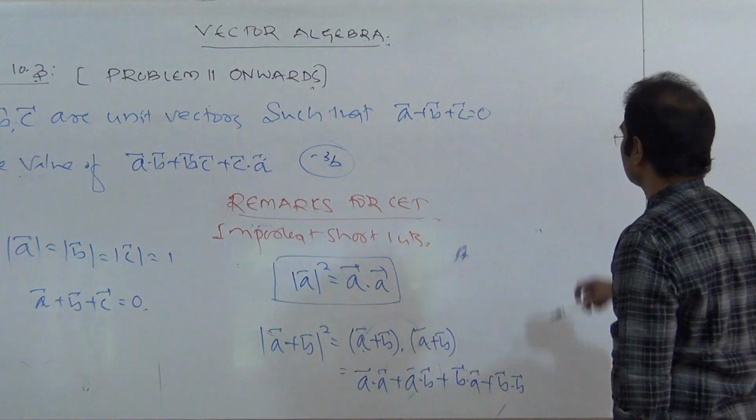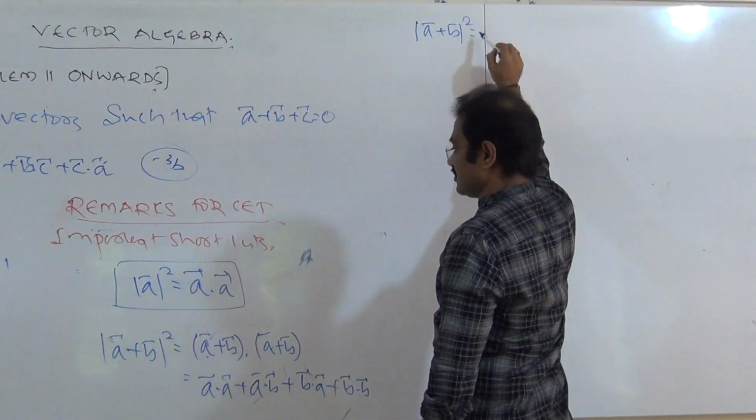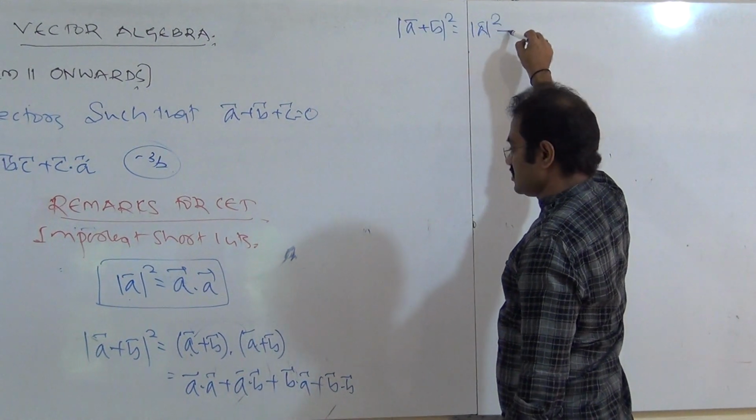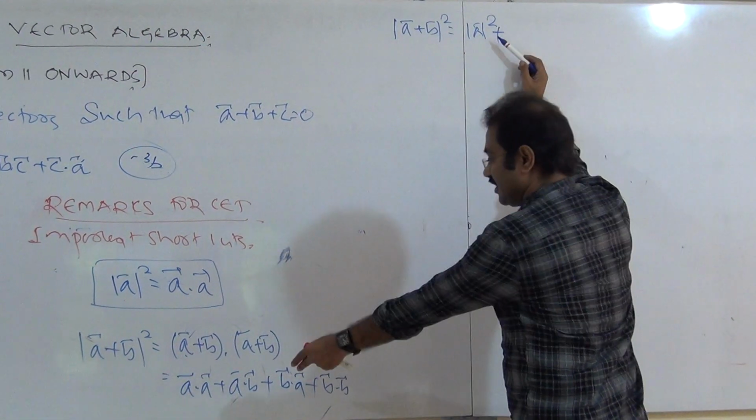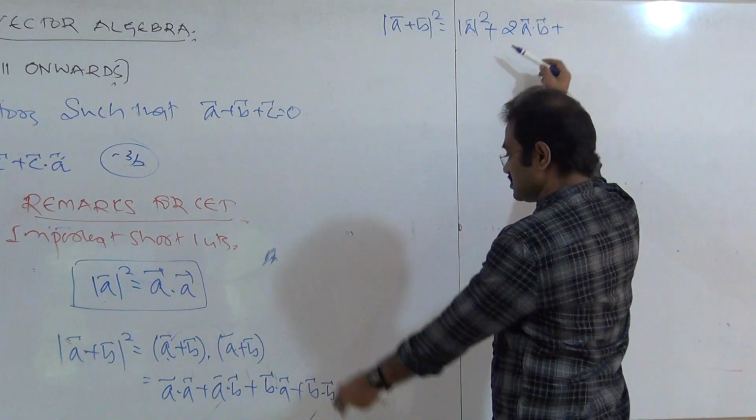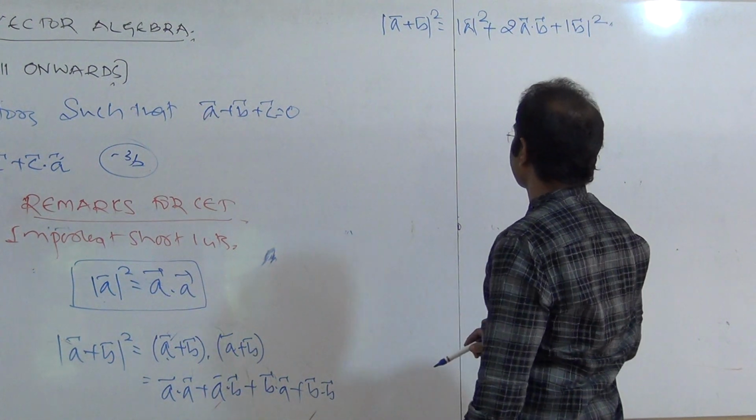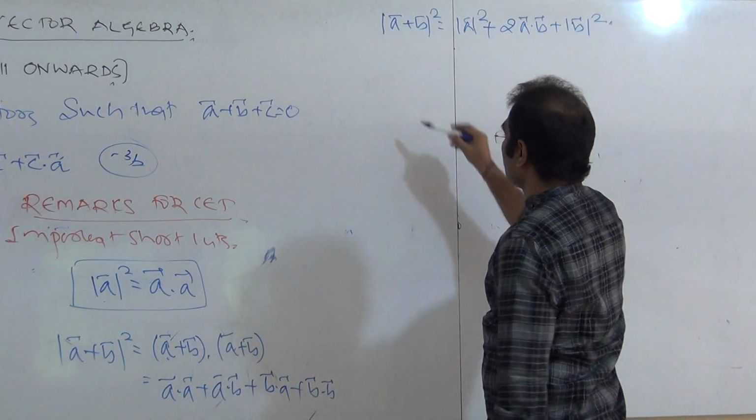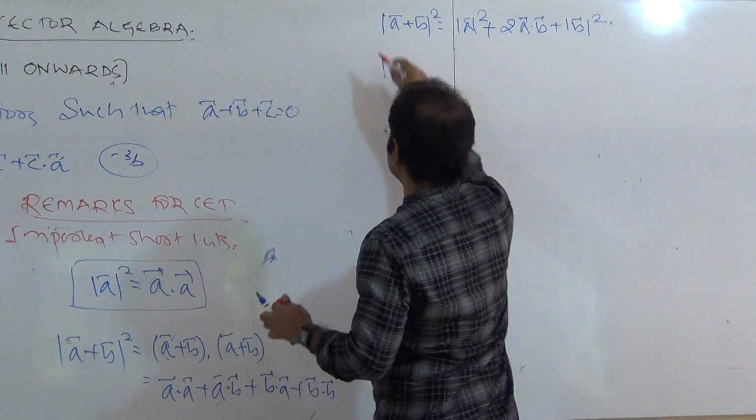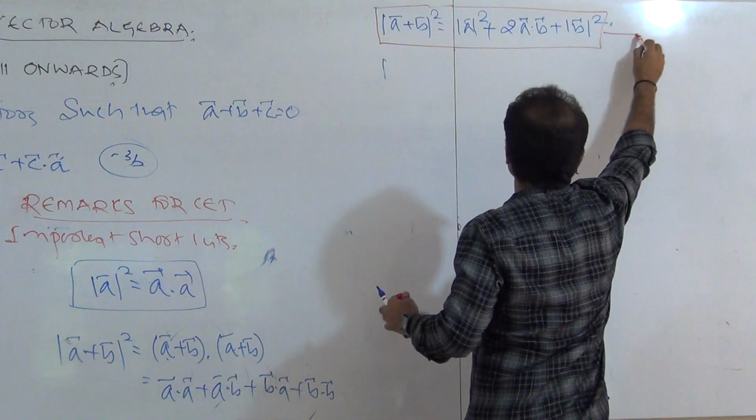Therefore, magnitude of A plus B bracket square is equal to magnitude of A square plus A dot B, B dot A, 2 times A dot B, plus magnitude of B square, right? Or I can write, this is 1.